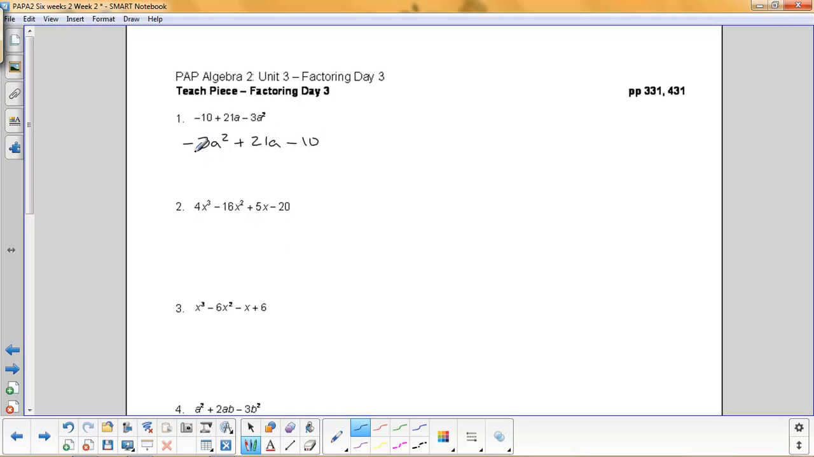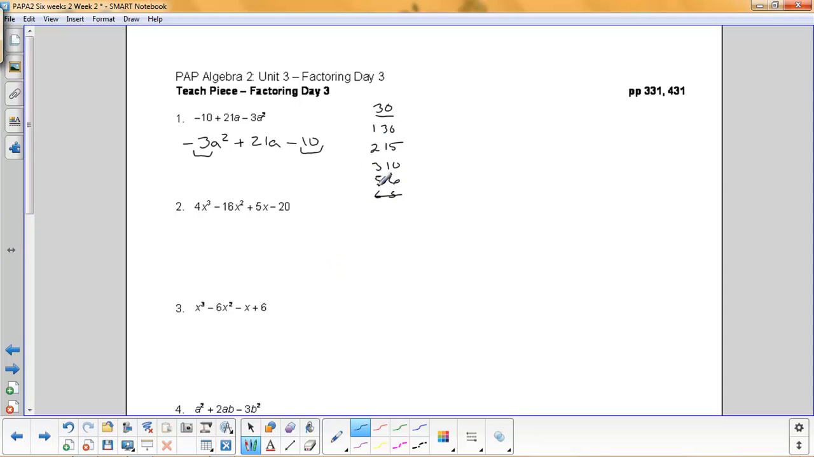So now you're going to multiply the first number times the last number. You're going to get 30. Now you need the two factor pairs of 30 that will add up to or subtract to make 21. So 1 and 30, 2 and 15, 3 and 10, 4, 5 and 6, and 6 and 5. You know you found it when you repeat.